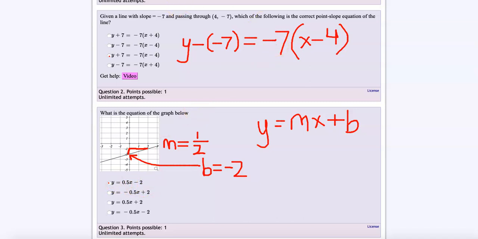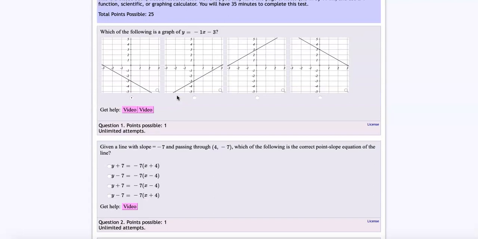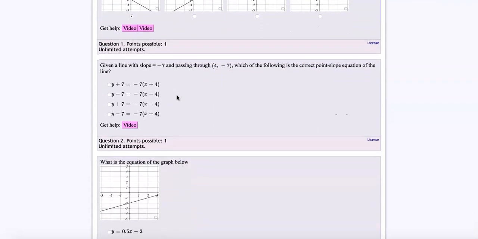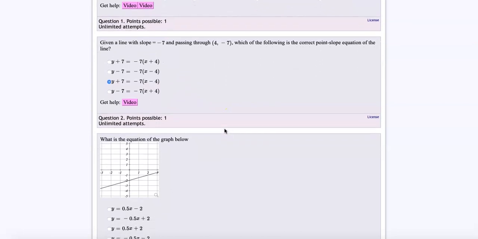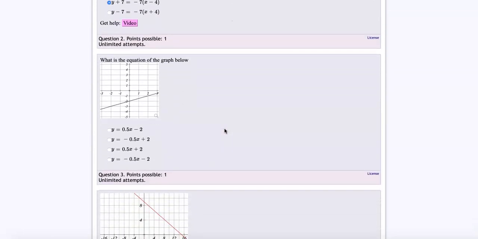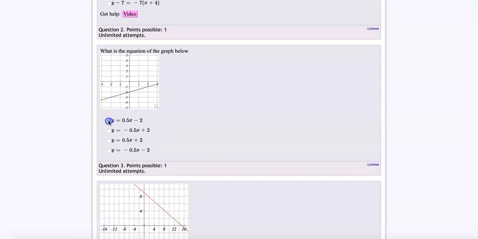Okay, so now we are going to continue with the next question. Oh, yeah, I have to actually click on these. Sorry, this is a negative. Okay, click on that. All right. Y plus 7, negative 7, x minus 4. That's right. Okay. And then over here we said it was y equals 1/2 x minus 2.